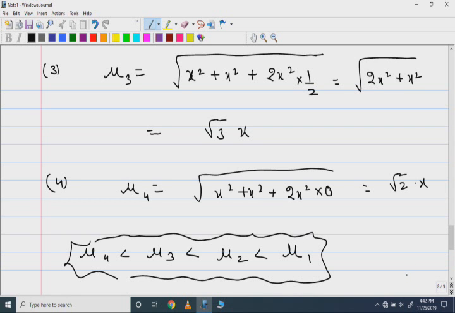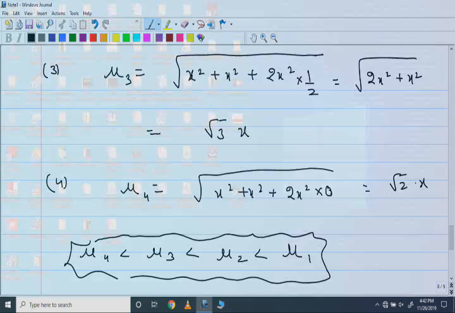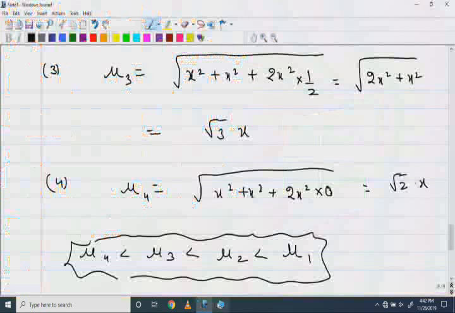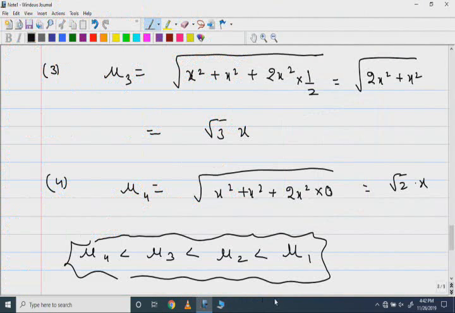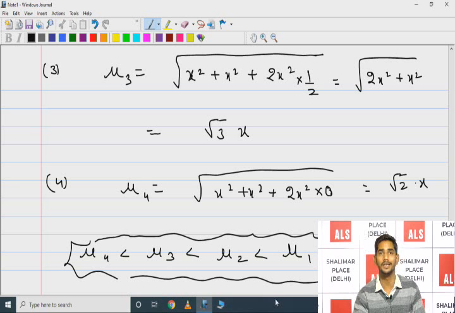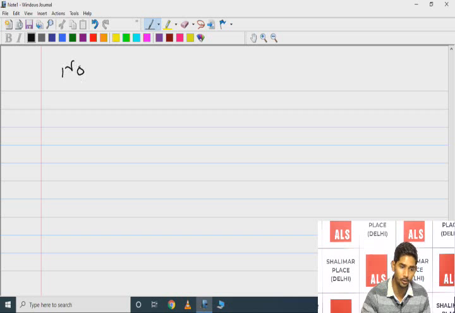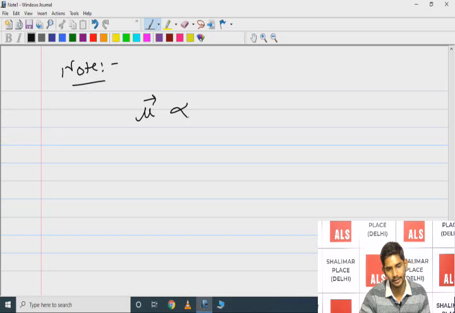What I would like to conclude here is that the angle was gradually increasing: 30, 45, 60 and then 90. With increase in angle, the dipole moment was decreasing. So guys, you can make a note of this: dipole moment is inversely proportional to bond angle.